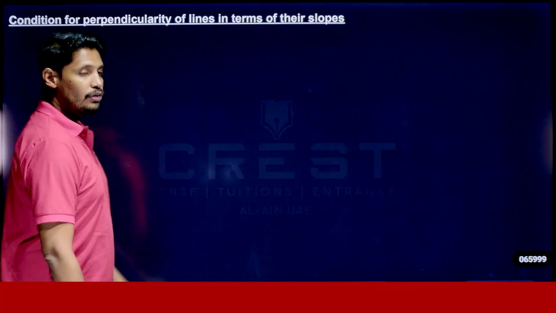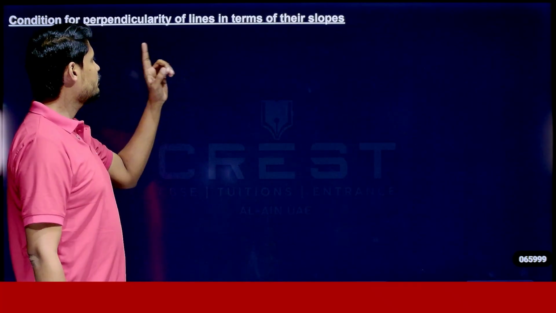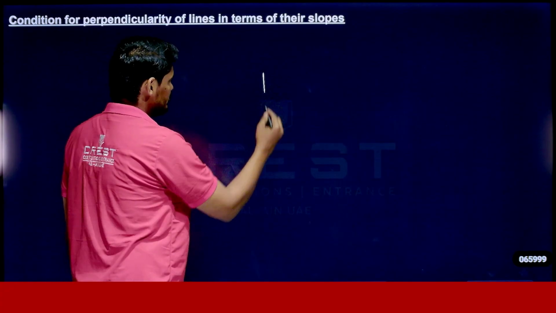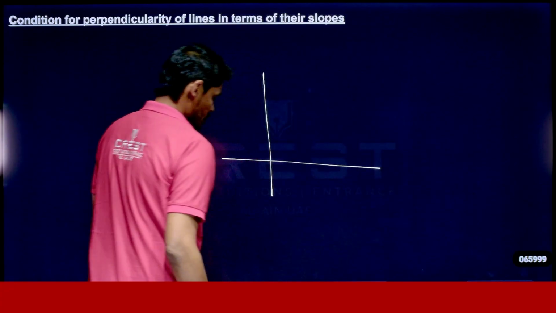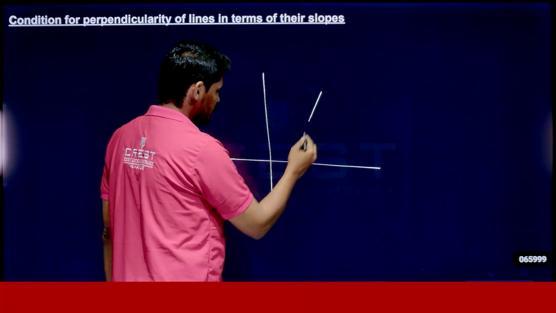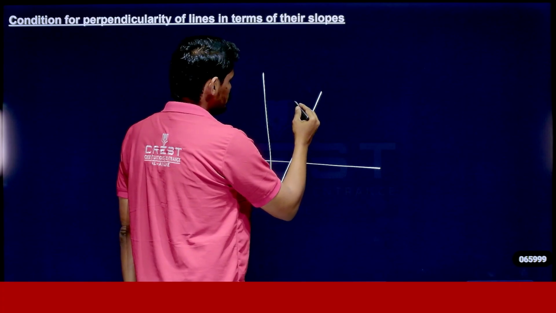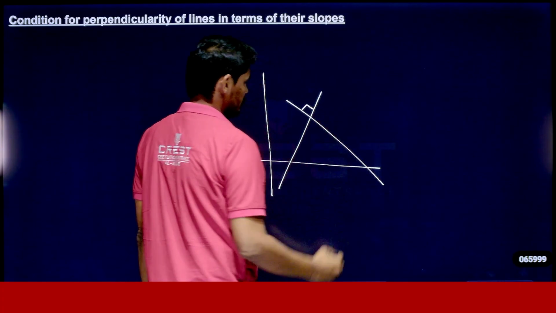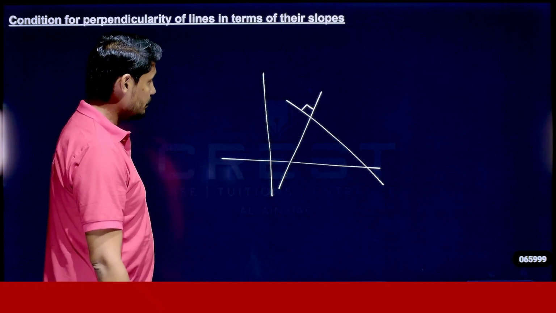Now, the condition for perpendicularity in terms of their slopes. Suppose we have an x-axis and y-axis, and we have 2 lines. Suppose this is your first line, this is your second line, and it is clearly given that they are perpendicular.